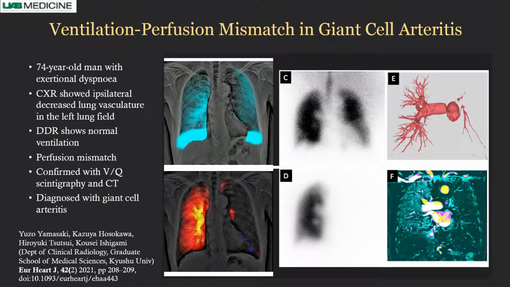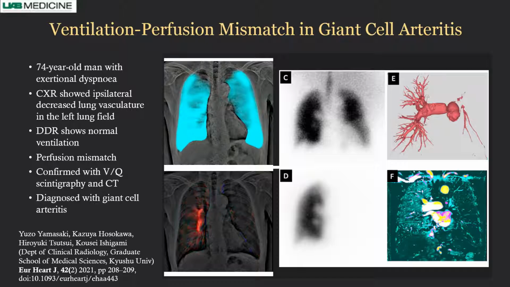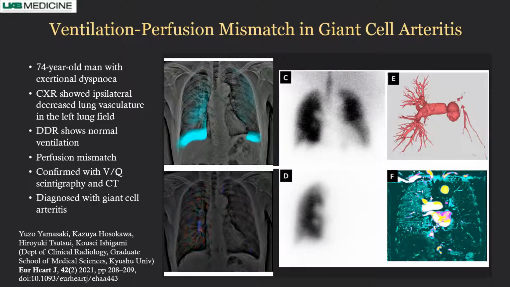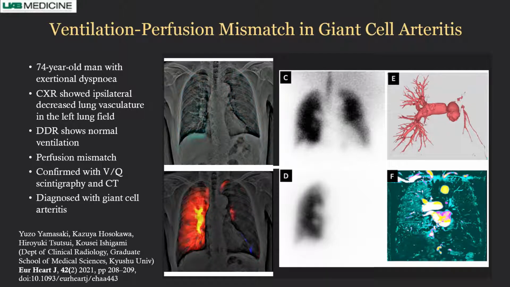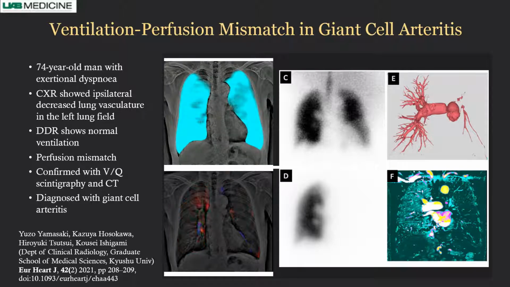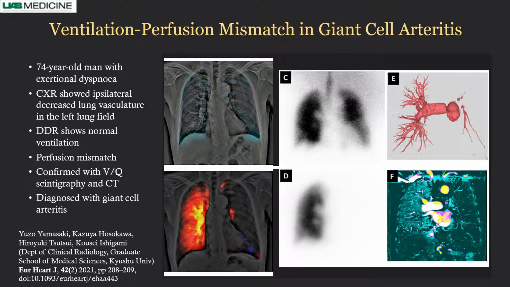Ventilation-perfusion of a patient, 74-year-old with exertional dyspnea. If you just look at the radiograph, we don't have the radiograph, there was diffuse oligemia of the left lung, which can be subtle to detect, especially if you're not used to looking at the chest radiograph. But looking at these images of the vasculature or blood flow, you can see there is total absence of blood flow in the left lung.